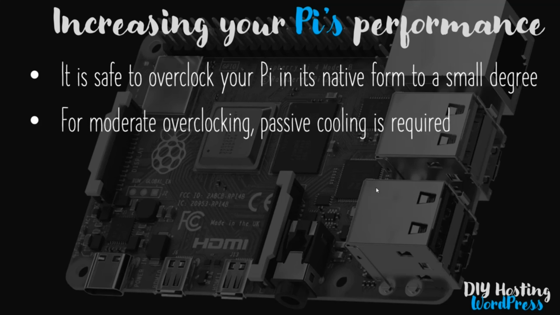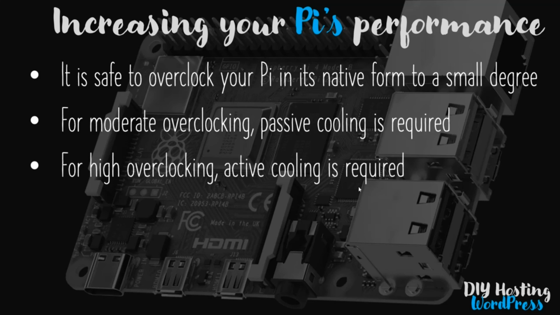For moderate overclocking, you need something called passive cooling, which means you need a special case for your Raspberry Pi which has a thermal paste that will stick to the top of your CPU and dissipate heat using the case itself as a heatsink. If you're going to do a lot of overclocking and really push the Pi to its limit, then you require active cooling, which is where you have a fan connected to a large heatsink, and that then blows the heat away from the CPU.